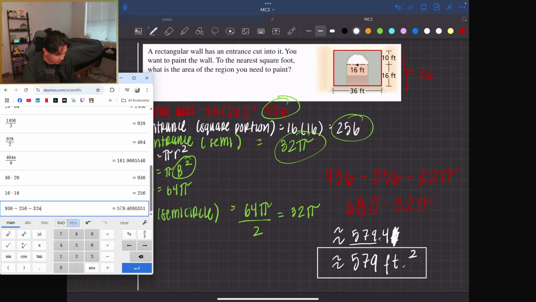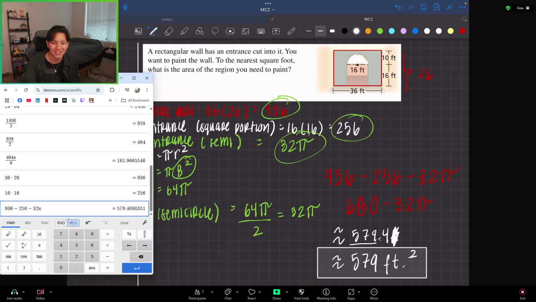And that's how we can use the area of a circle to find the area of that semicircle and then find the area of this wall that we're trying to paint. Okay, that's it. Bye.